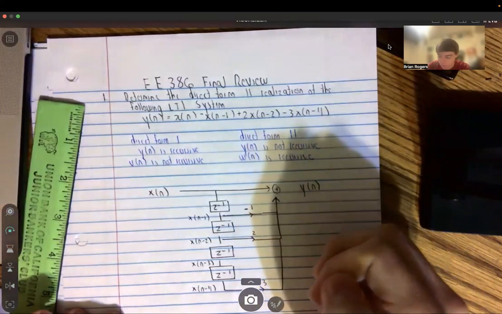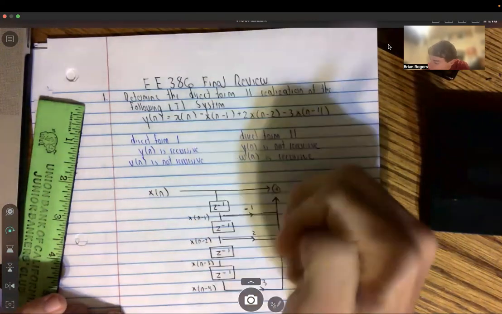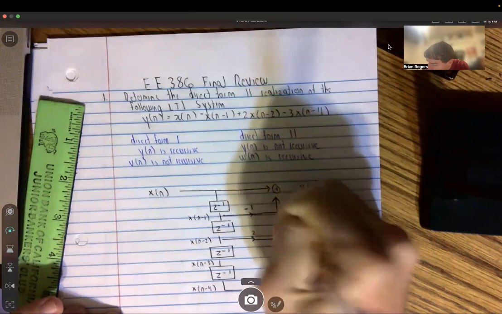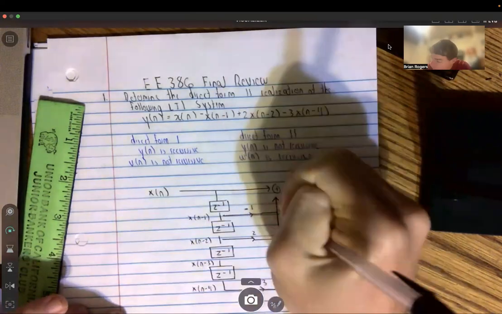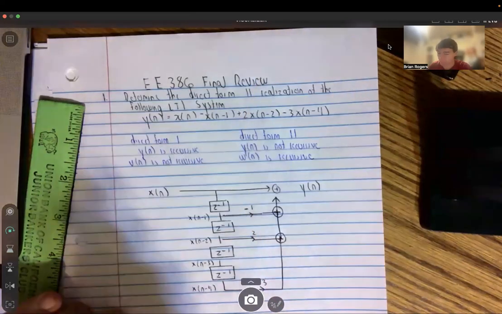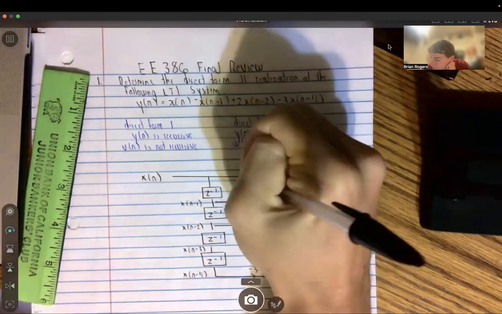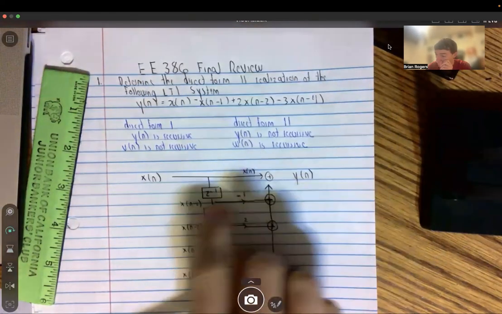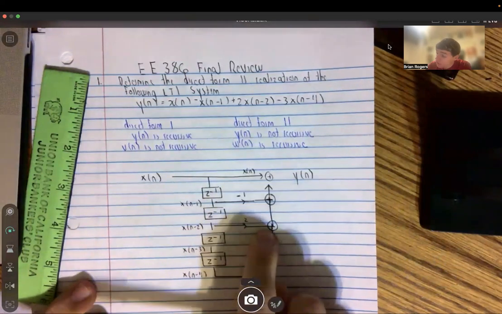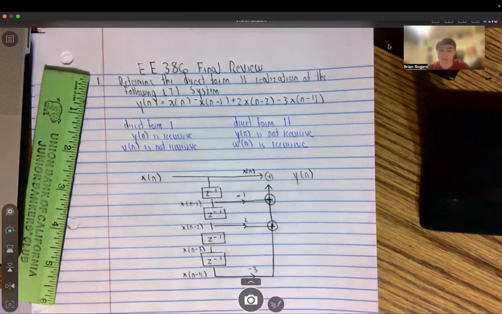And so what we have here, notice though the signals come in right at this point. So we're actually going to make this an adder block right here, because 2 signals are coming in. And at this point right here, there's more than 1 signal coming in. So this will also be an adder block. And so the final output is going to be x of n minus x of n minus 1 plus 2x of n minus 2, and then minus 3x of n minus 4. And so that's the direct form 2 realization for this one.